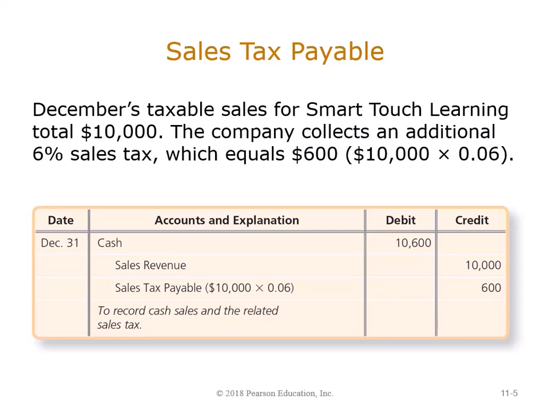So as soon as that money is collected, it immediately becomes a sales tax payable, and that's what we see here in this example. We're using a sample company called Smart Touch Learning. Here they make a sale for $10,000. They are required to collect 6% sales tax. Therefore, they have to collect an additional $600 from the customer for this sale. As soon as they collect that $600, that immediately becomes a liability. That $600 is not revenue for the company.